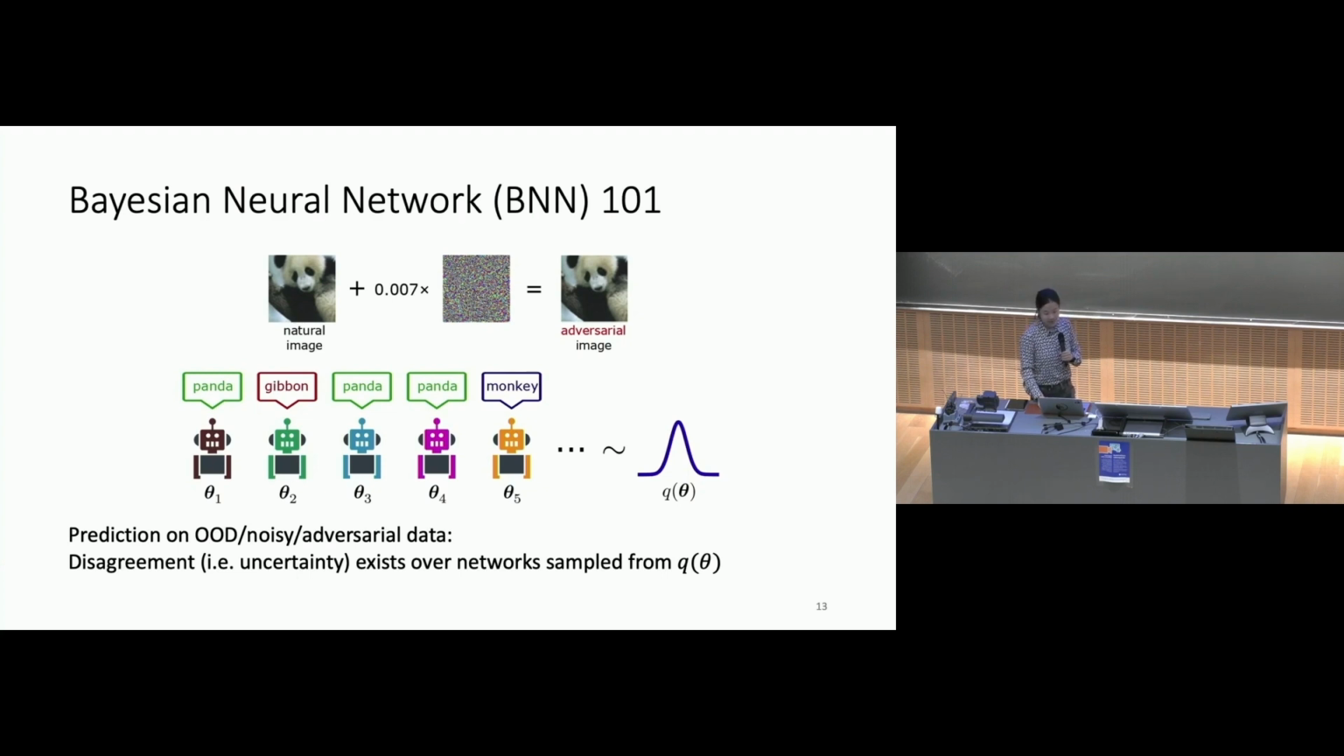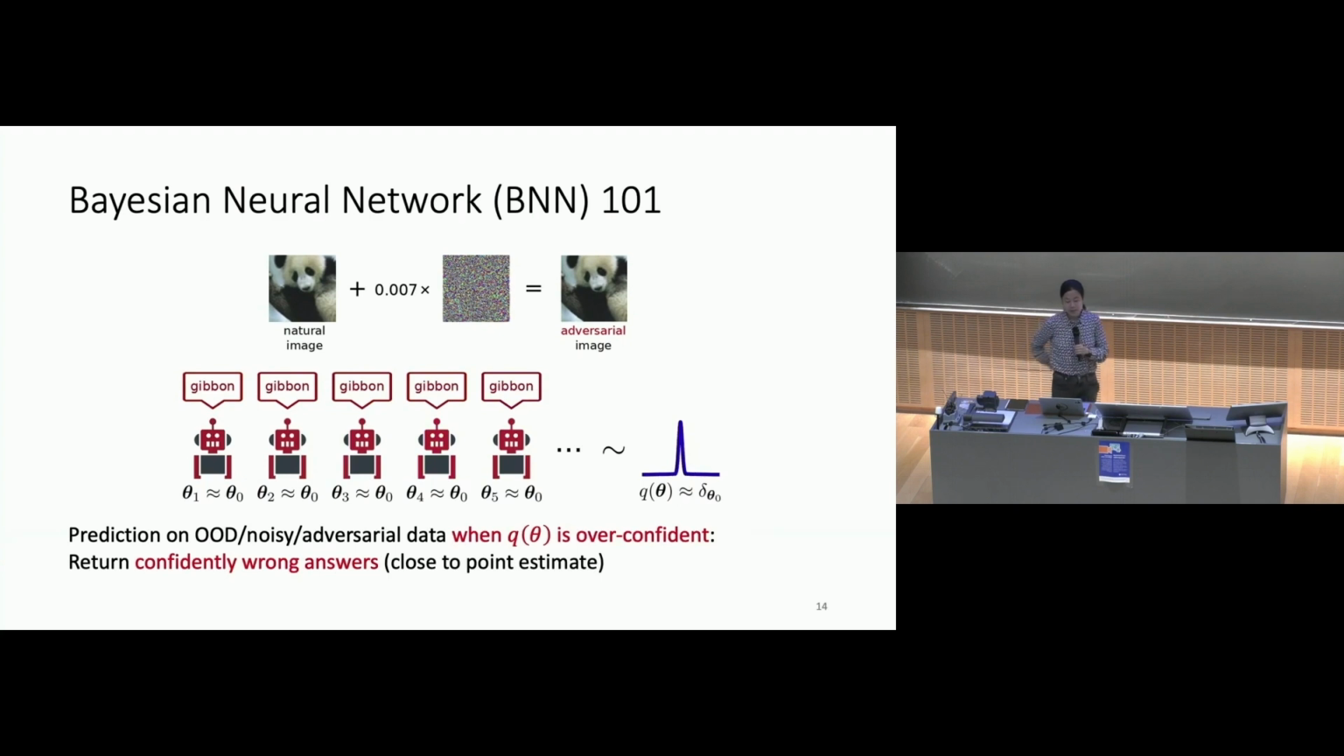So now let's see how the quality of the Q distribution would actually impact this procedure. The promise here is that if you have an accurate approximate posterior, then it should be able to give you some good uncertainty estimate. But now imagine that your approximate posterior is a very poor approximation to the exact posterior. In particular, it is a very concentrated distribution closer to a delta mass.